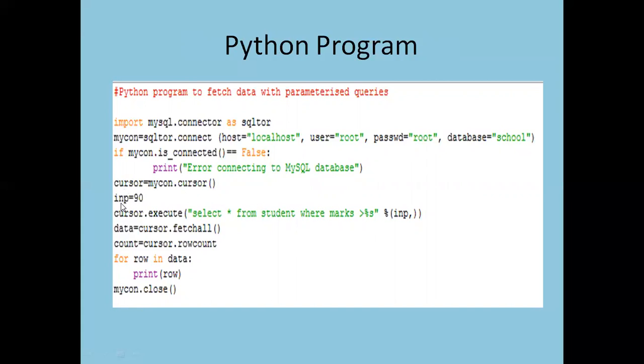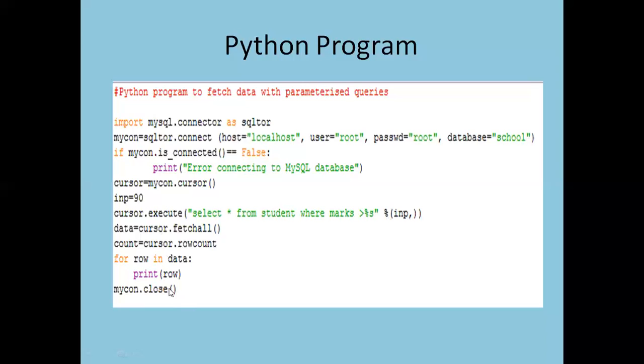Now this particular line here, INP is equal to 90, means we are setting a condition that we want to display all the details of the students whose marks are greater than 90. Please carefully observe here: select star from student where marks is greater than. This is the type of formatting that we will be using. Directly we will not be writing greater than INP. This type of formatting we call old style formatting. We will be writing this %s and then close the quote, and then we will write % sign again, and INP is my condition, that is 90.